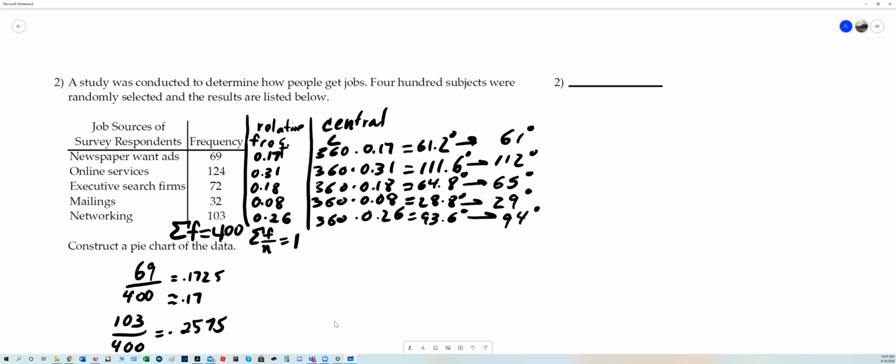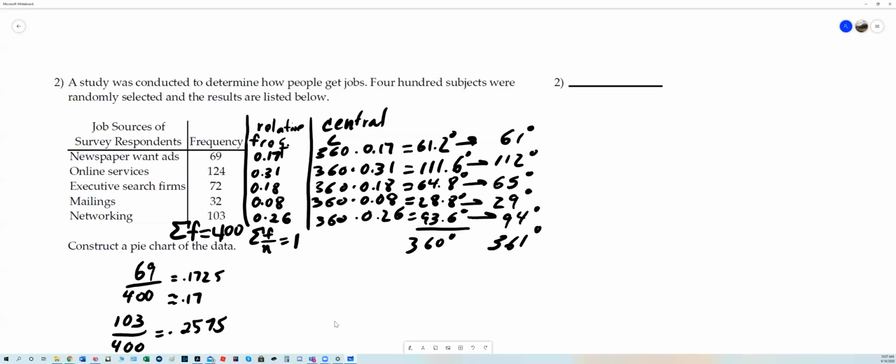Now, if you added up all these angles, this one will give you 360 degrees, but this one gives you 361. And that's okay, because the rounding causes that. The other one was slightly rounded, but we got a relative frequency of 1, so we're good.